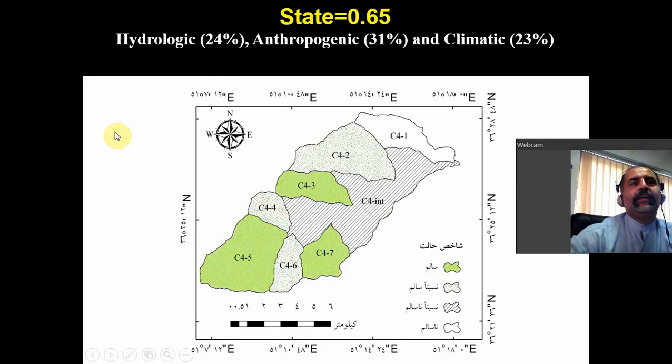And here you will see the value of state for the study watershed, that it was in almost a good condition, and it was equal to 0.65, distributed among all 3 factors of hydrologic, anthropogenic, and climatic, with different levels of contribution of 24, 31, and 23%. But it is very interesting to let you know that it was categorized from healthy, that is green color, to unhealthy, that is white one.